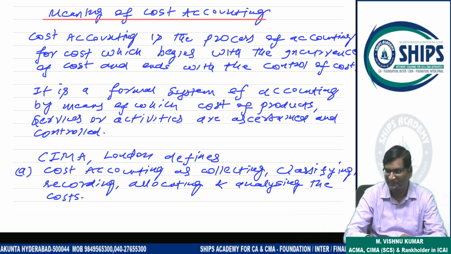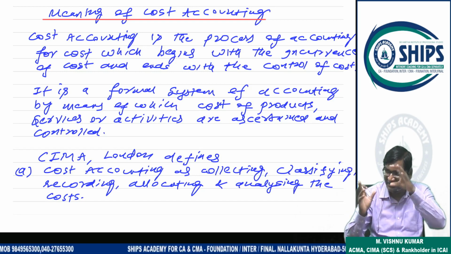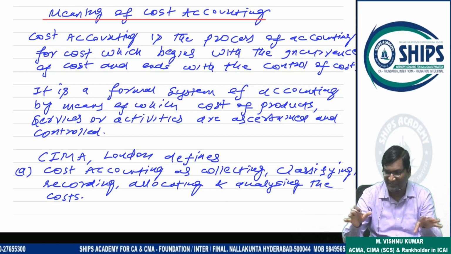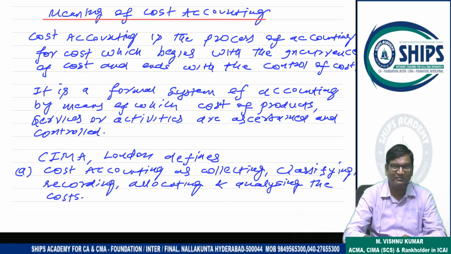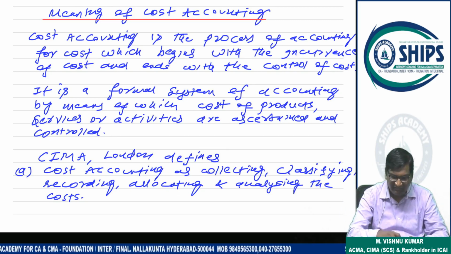Before writing only, na. But in accounting, first recorded, then they will decide what is nominal, what is real, what is personal. Here it will not take place. Here first classified, then recorded. So there is a difference here. Are you understanding, na? Thereafter allocation.